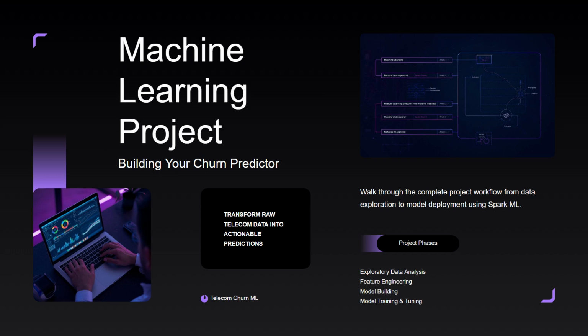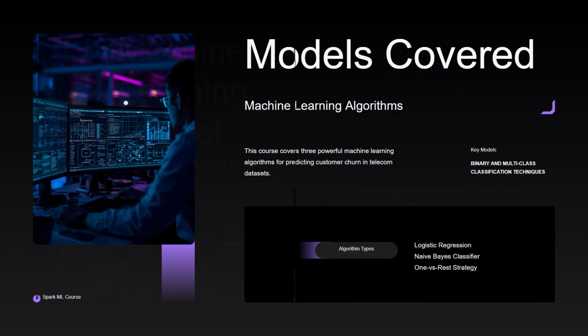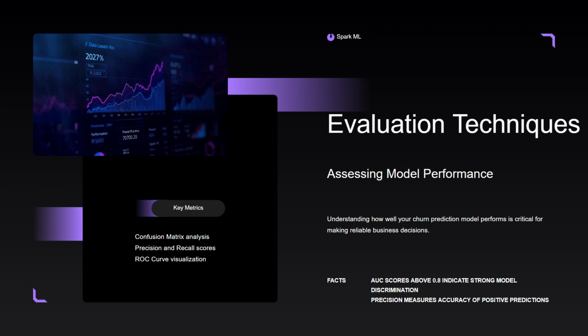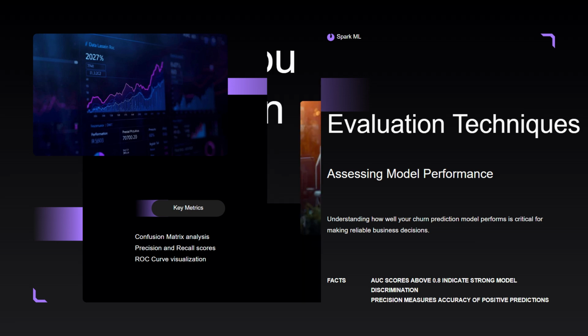Machine learning project. This is the core of the course. We'll build a complete churn prediction model, understanding the customer churn concept, performing exploratory data analysis called EDA, identifying key churn drivers, building the machine learning model, evaluating and improving performance. We will implement logistic regression, naive Bayes, one versus rest model, confusion matrix evaluation, ROC and AUC metrics, just like real world data science projects.